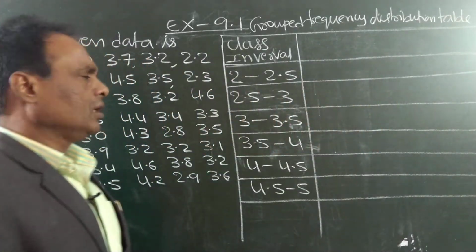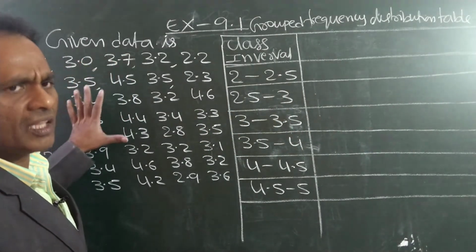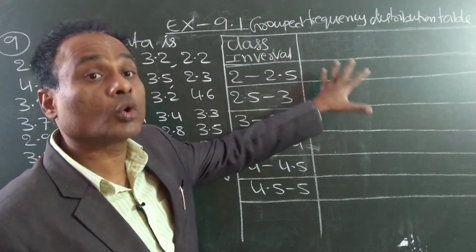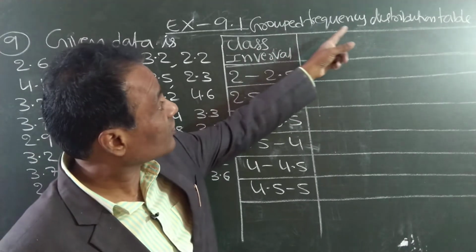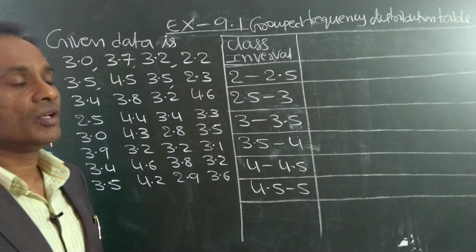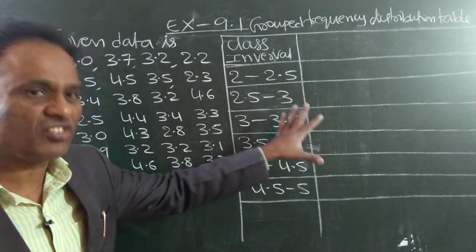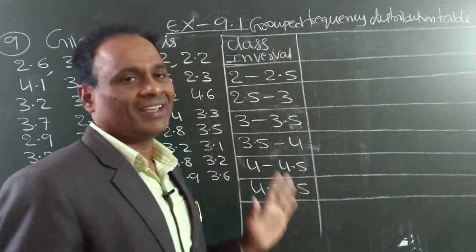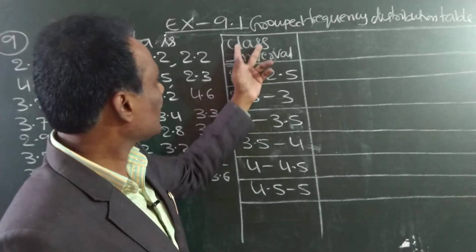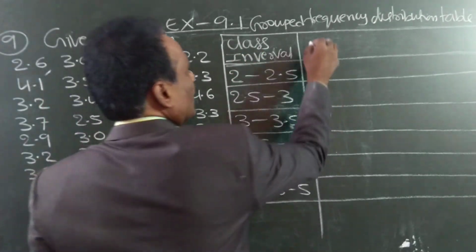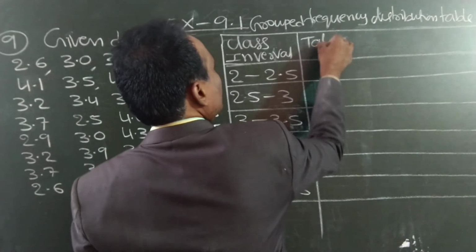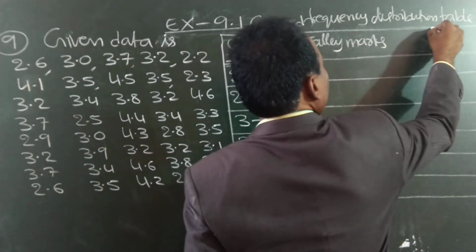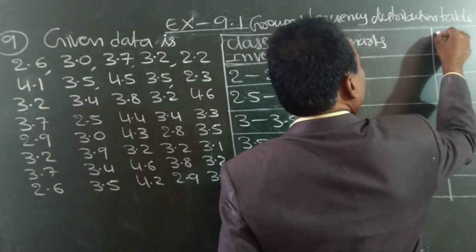Students, this is raw data, information converted into group data, which is also called a frequency distribution table. For a frequency distribution table, we require a table. In that, what are our columns? One is class intervals. What is the second column? Tally marks. Next, frequency.